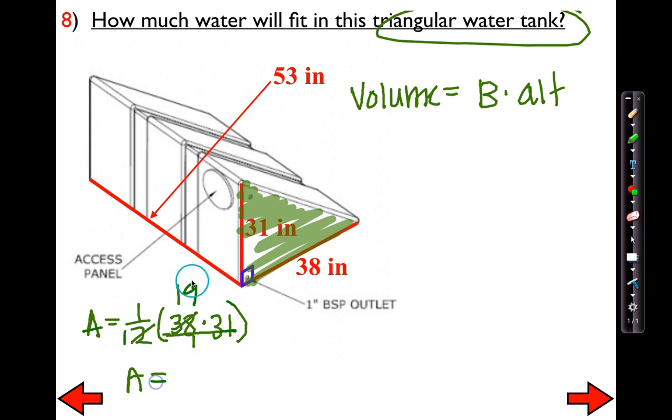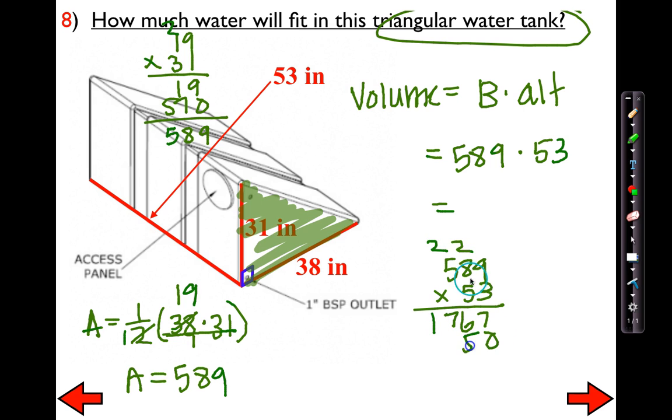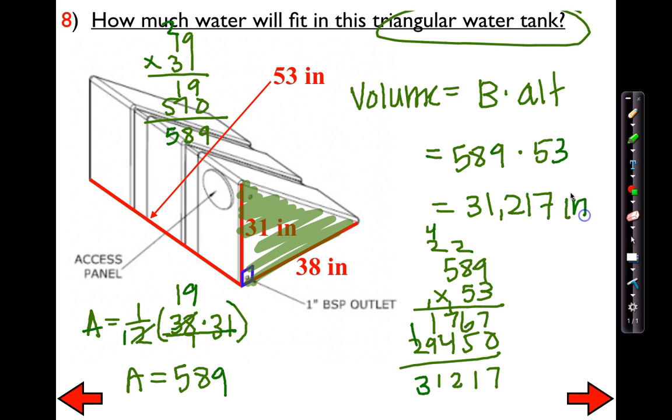So what is the area of this triangle? Well, let's figure that out. 19 times 31 is going to be 589. So what is the area of the triangle? Well, the area of the base, which was the triangle, is 589. Times the altitude. Well, how tall was this? Well, it's 53. So we're going to have to multiply that out. So here I have some room. So we're going to put inches, and again, hopefully remember it is cubed. So what's the volume of this triangular water tank? Well, it's 31,217 inches cubed.